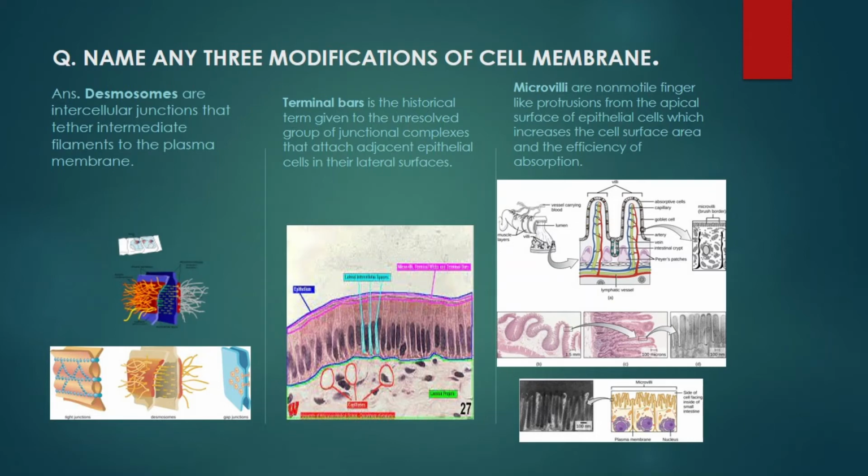Okay, intercellular junctions that tether intermediate filaments to the plasma membrane. So these are the intercellular junctions, the space in between the cells, that tether the intermediate filaments to the plasma membrane found in the cell. And this plasma membrane is the same as the cell membrane, the inner layer inside the cell wall, which separates the cell from the outer environment.